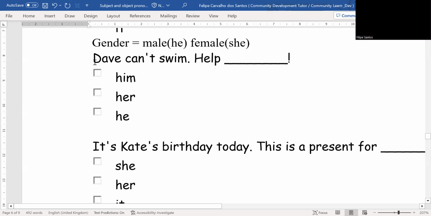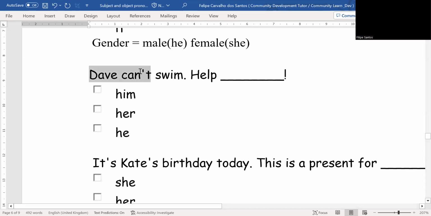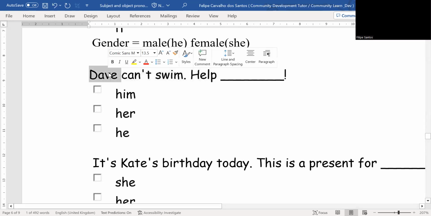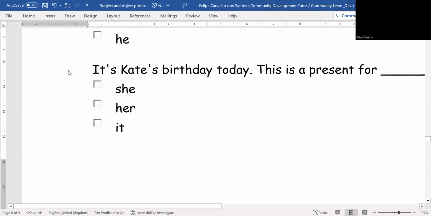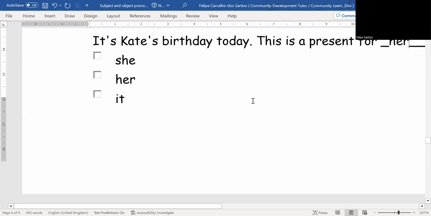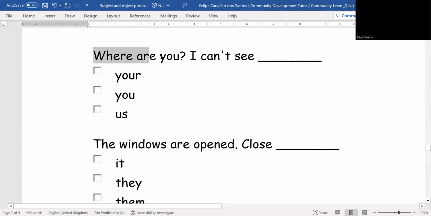Okay, well, let us have a look at this one. Dave can't swim. Help. Now, Dave is a man or a boy. Okay, help him. It's Kate's birthday today. This is a present for, no, Kate, we're looking at Kate. Kate is a woman or a girl. So it's a present for her. Where are you? I can't see you. So maybe they are talking on the phone.